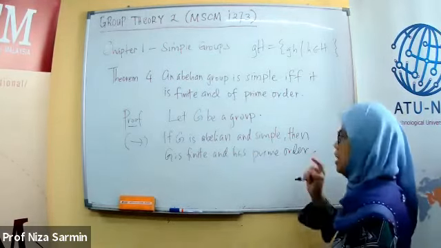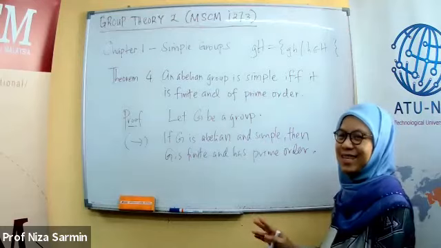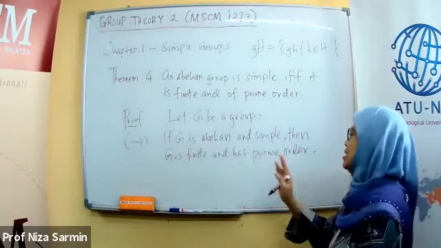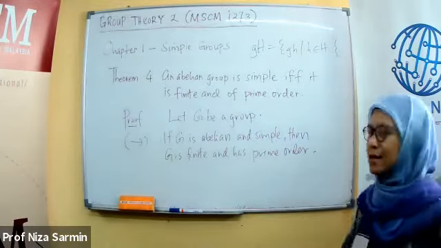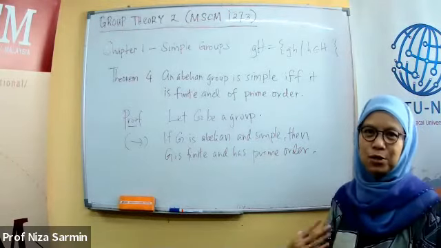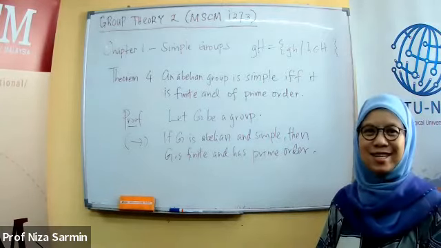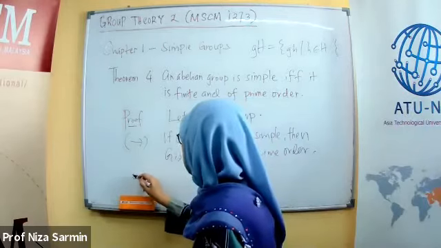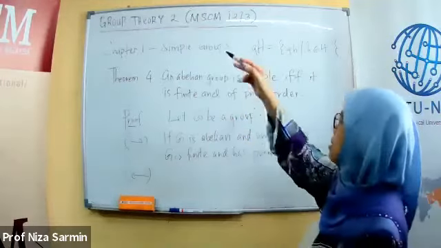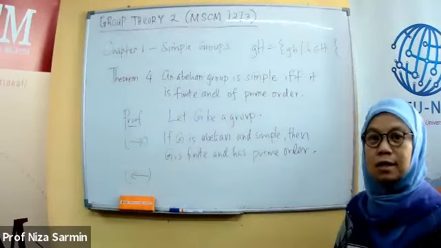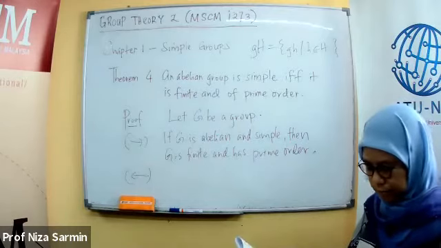Okay, you assume G is abelian and simple, meaning there is no normal subgroup, right? So you have to show this. You can show by contradiction, right? You assume the order is not prime, and then show that there is a normal subgroup, meaning it's not simple, a contradiction, okay? And you can assume this way, let G be finite and of prime order, then if G is abelian, it is simple, okay? So you go the other way around. Okay, you try this.